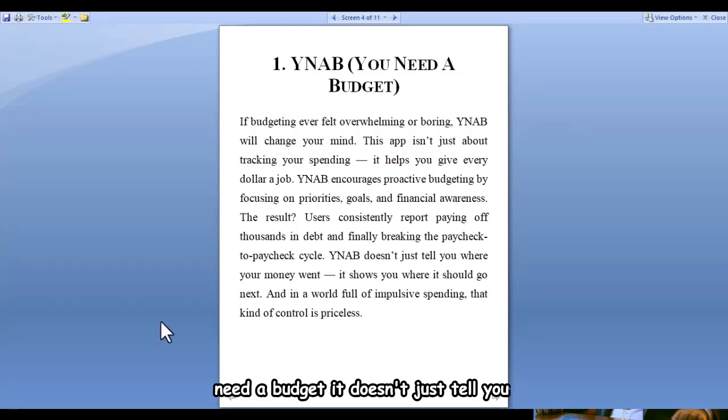You Need a Budget doesn't just tell you where your money went, it shows you where it should go next. And in a world full of impulsive spending, that kind of control is priceless. So now let's go to the next one.